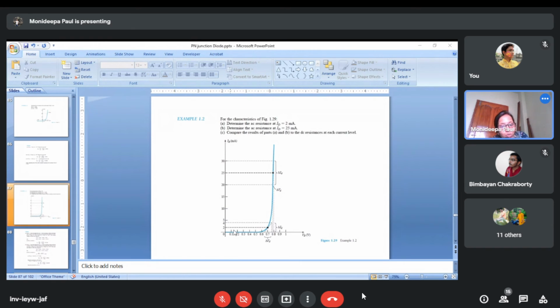That means 2 milliampere is given. So for the change of current, we consider 2 milliampere to 0 milliampere and 2 milliampere to 4 milliampere. That means the total change of current is 0 to 4 milliampere. When current changes from 0 to 4 milliampere, at what voltage? At 0 milliampere we get near about 0.65 or 0.66 volt, and at 4 milliampere 0.78 or 0.79.